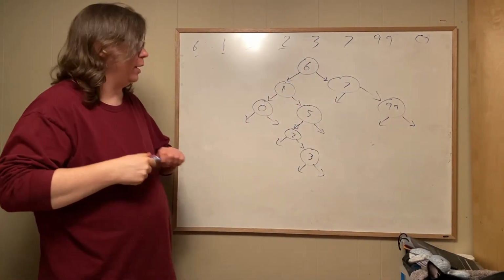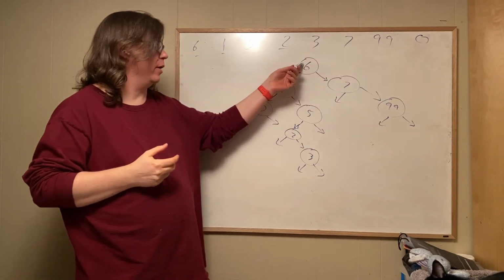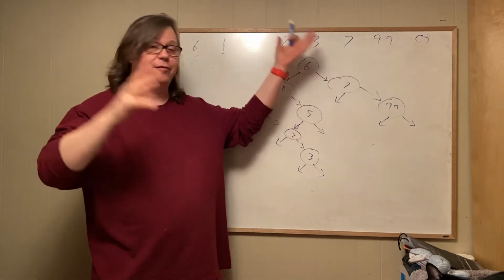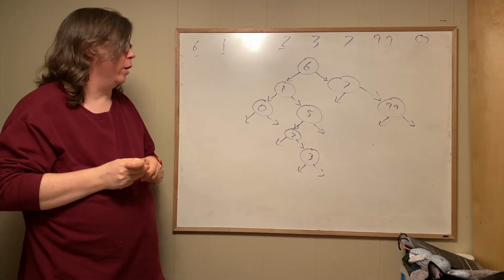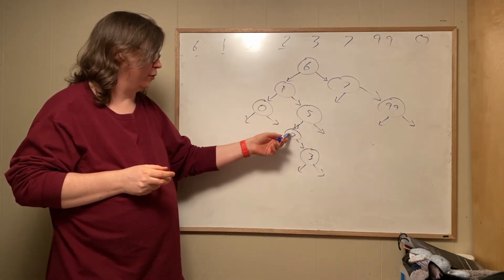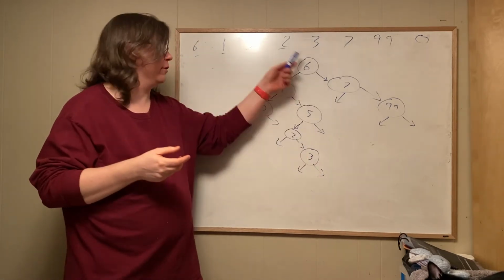So now, if we wanted to see if the number 7 is in here, we just look at 6 and say, well, it's not 6, and it's greater, so it's going to go here. And that 7, we found it. If we're going to look up 4, 4 is less than 6, greater than 1, less than 5, greater than 2, greater than 3, no, not there. So 4 isn't there.